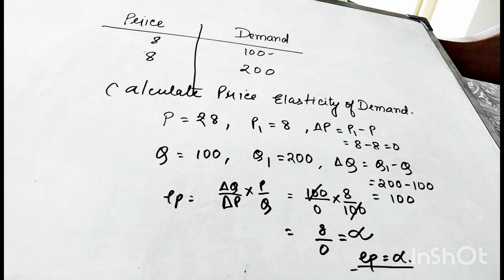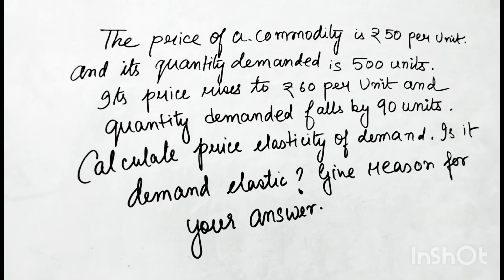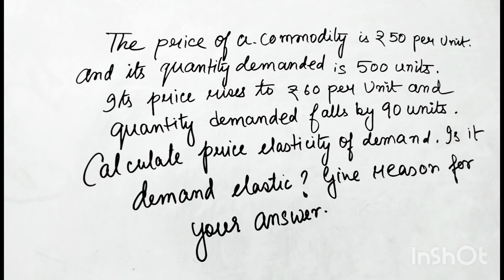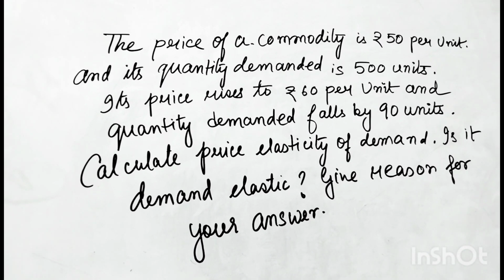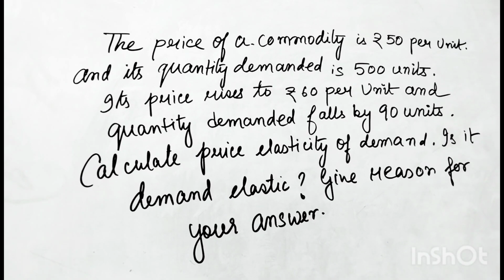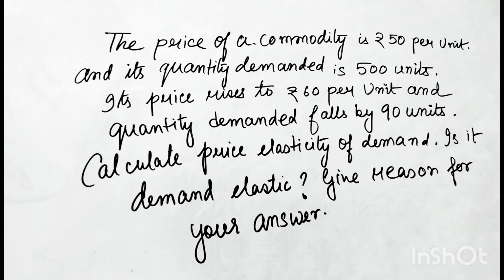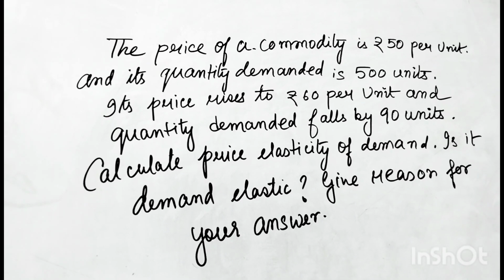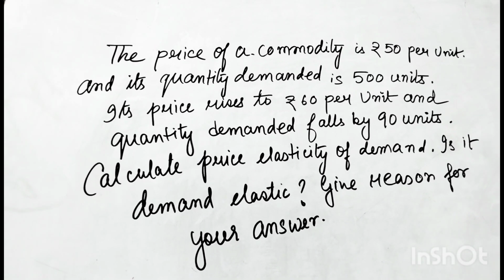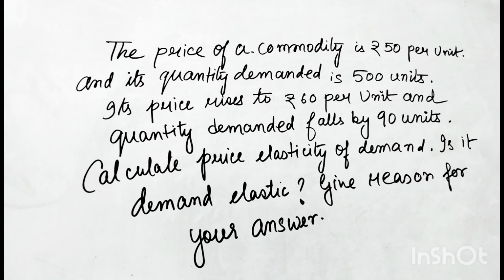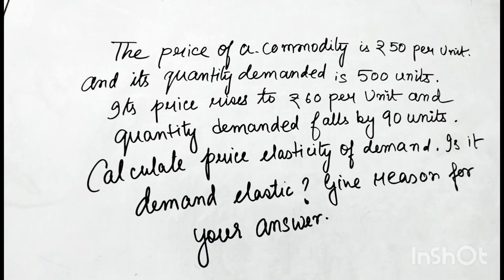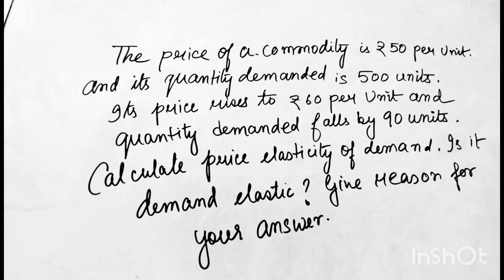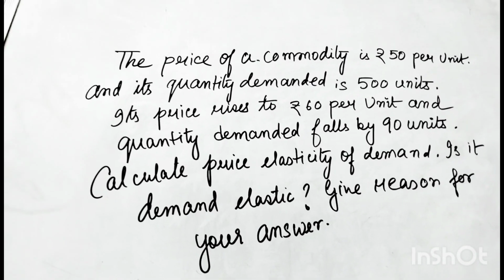Okay, so the next question I'll discuss. Let us look at the second question. The price of a commodity is rupees 50 per unit and its quantity demanded is 500 units. Its price rises to rupees 60 per unit and quantity demanded falls by 90 units. Calculate the price elasticity of the demand. Is the demand elastic, and give reasons for your answer.